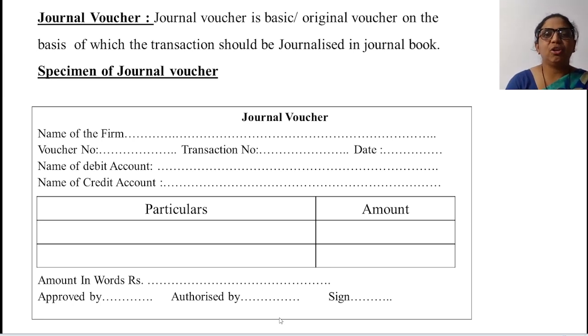Further is the specimen of a journal voucher, or you can say the format of a journal voucher. You can see the format in front of you. Journal voucher, the name is in the center. On the left hand side is the name of the firm. Then the voucher number, transaction number, date. Then the name of the debit account, which account is debited, and the name of the credit account, which account is credited. Then it is divided further into two columns, particulars and amount. Then amount in words, rupees, approved by, authorized by, signed by. This is the correct format, or specimen, of the journal voucher.